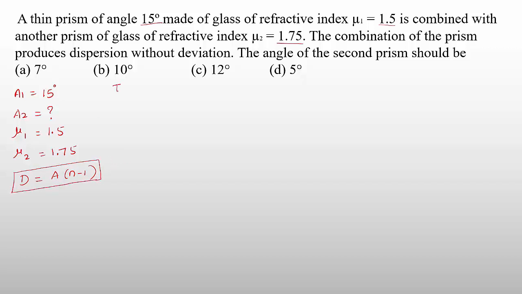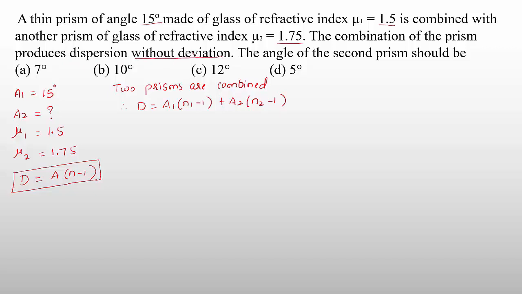But here two prisms are combined. When two prisms are combined, then we have to modify that equation. That means, therefore D equal to, for the first prism I can write A1 into N1 minus 1 plus A2 into N2 minus 1, because there are two prisms, both the prisms are combined here. So we are going to modify this equation. Here in the problem they given dispersion of light takes place without deviation.